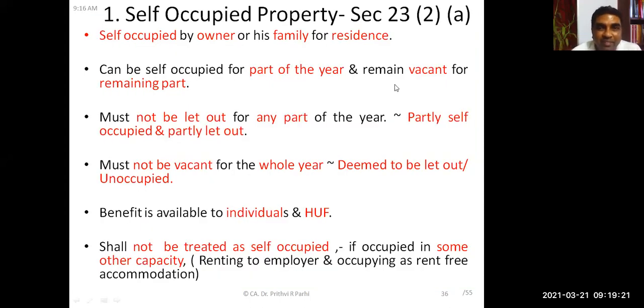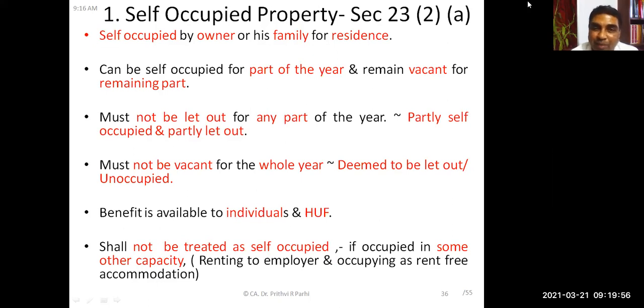Can you read the heading? Self-occupied property. Section 23, subsection 2, clause A. So when you talk about self-occupied house, what I mean is it is self-occupied by the owner or his family for residence. It can be self-occupied for part of the year and remain vacant for the remaining part. This concept we have discussed earlier. Still it will be treated as self-occupied house. But it must not be let out.